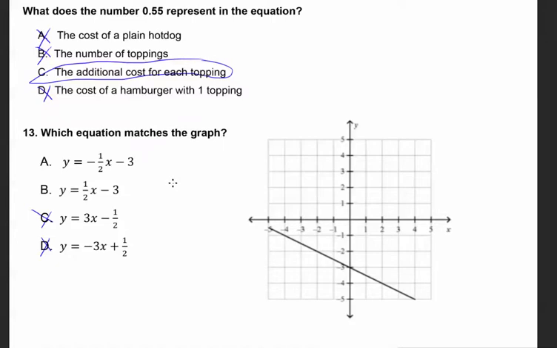Now I need to figure out if the slope is -1/2 or +1/2. And I see that each time we go down 1, we go over 2. So as y changes by -1, x changes by +2. So our slope has to be negative. Moving from left to right, it is going down.